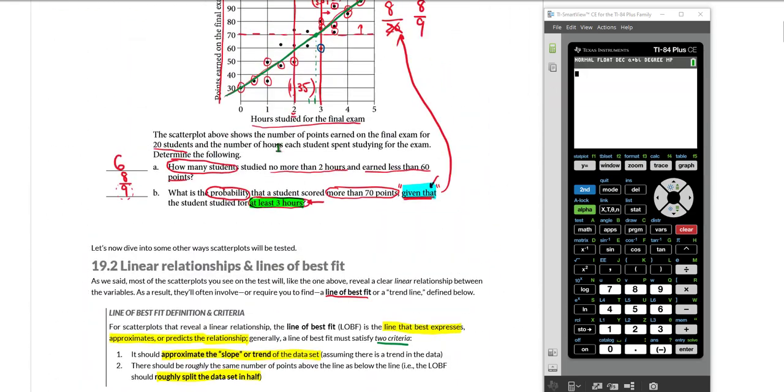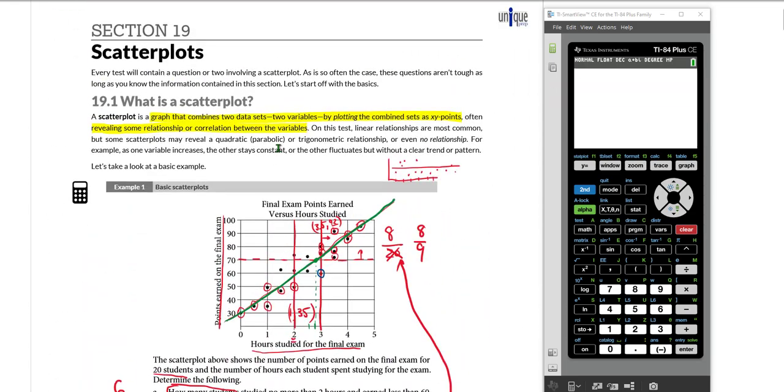Again, make sure you know the information in this section. Make sure you review it often. Most scatterplot questions are not all that difficult if you do know this info.